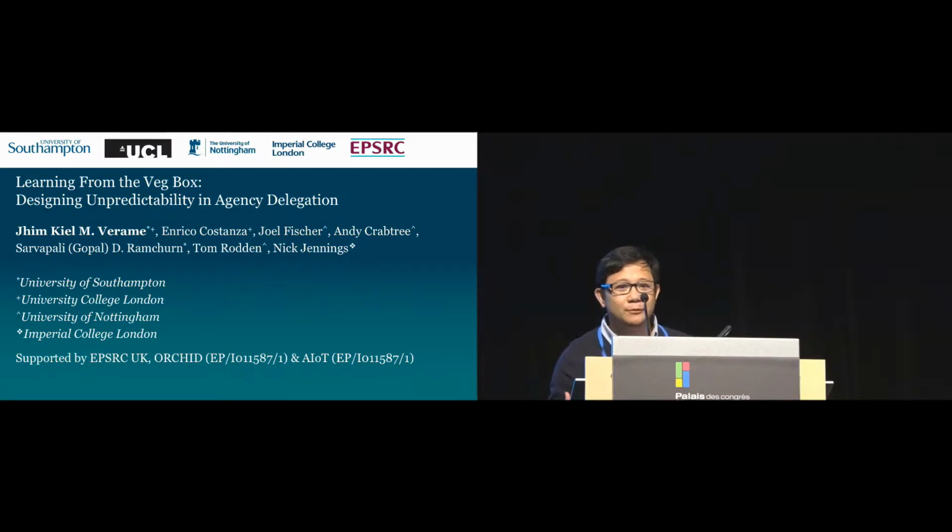The main aim of this research is to inform the design of future technology systems, especially those that involve agency delegation and unpredictability. So in this work, we studied the way that people use vegetable box schemes, or in North America, they're referred to as community-supported agriculture. We were particularly interested in this service because, similar to the technology systems that we are interested in, it also has unpredictability and agency delegation.